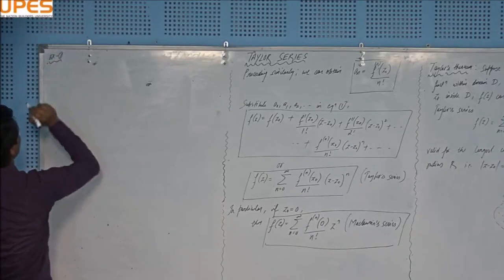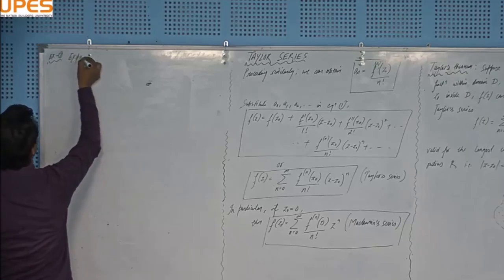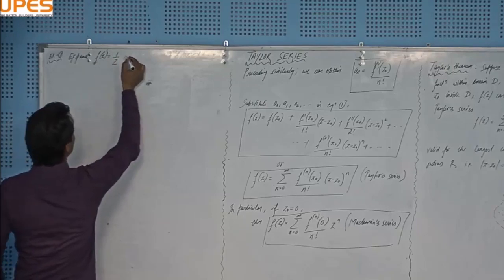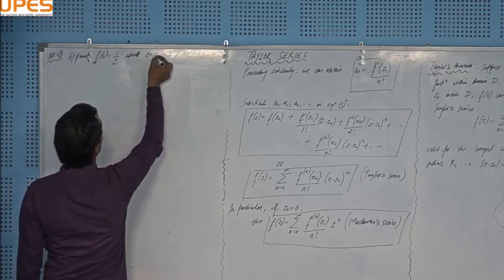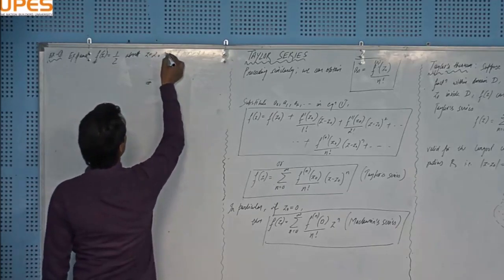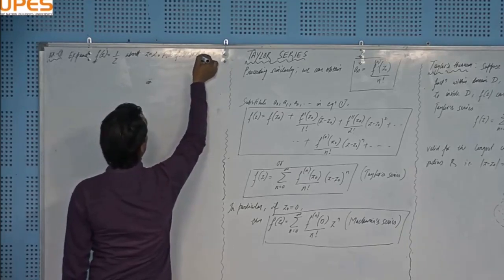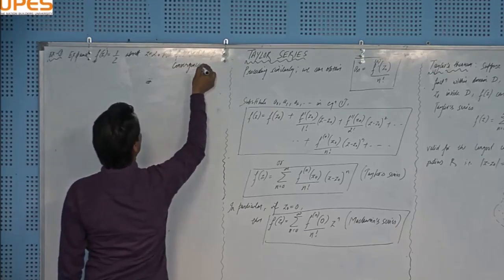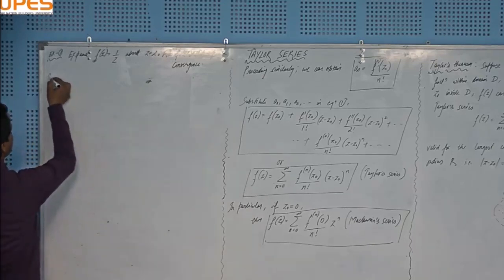Example number 1, right. Expand f(z) equal to 1 by z about z equal to 2, right. Also find the radius of convergence. Solution.